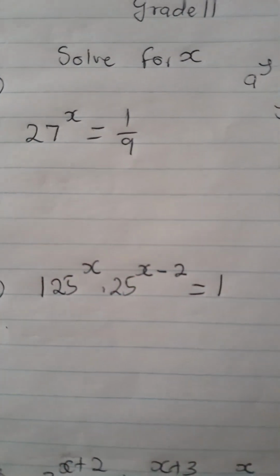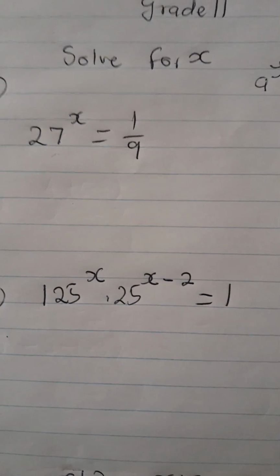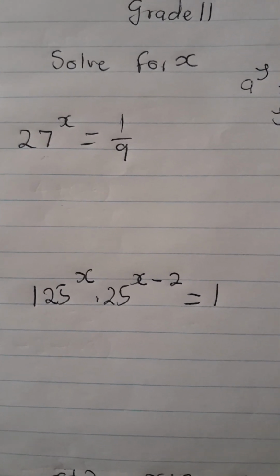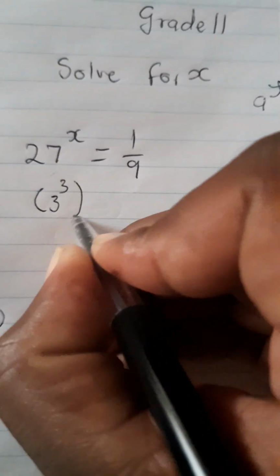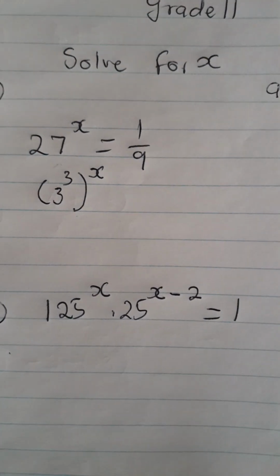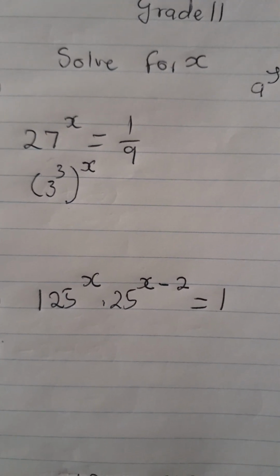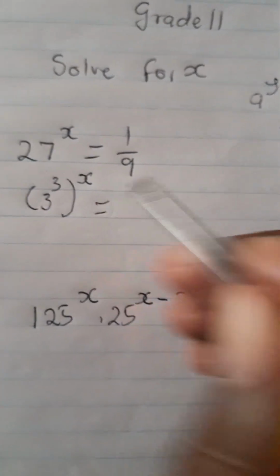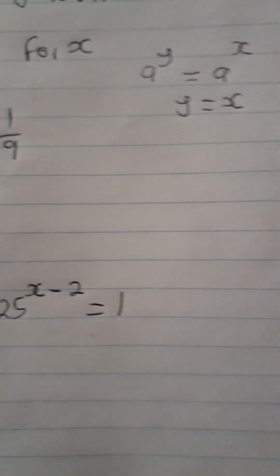We can see that the bases are not the same, but we can change 27 to exponential form. 27 is the same as 3 to the power of 3, all to the power of x. So what about 1 over 9? It might seem tedious to change 1 over 9, but it's not.